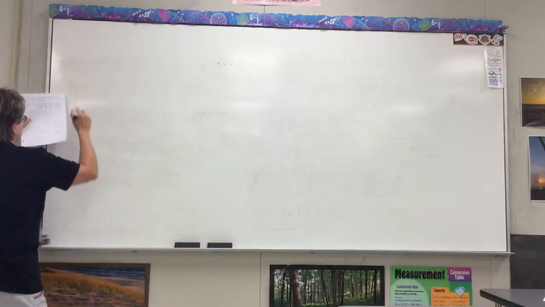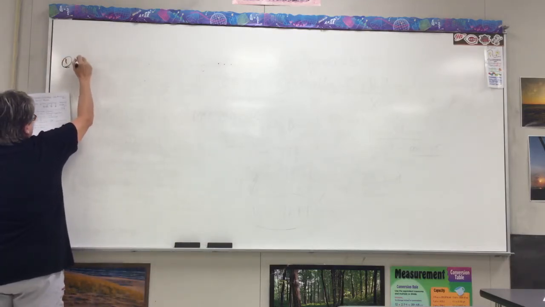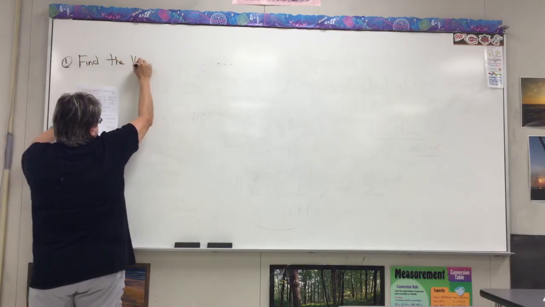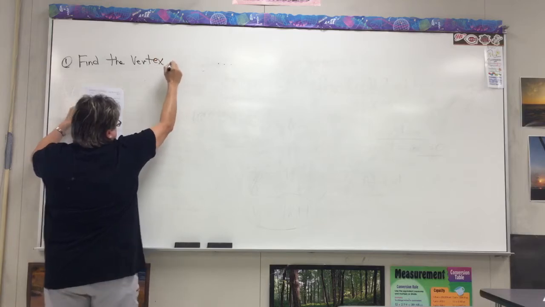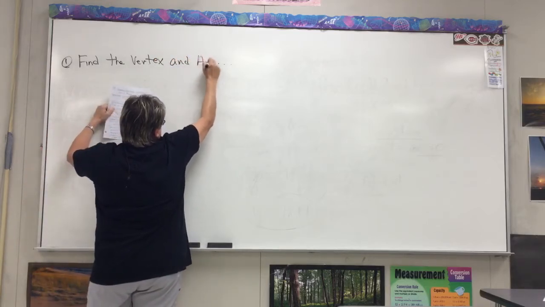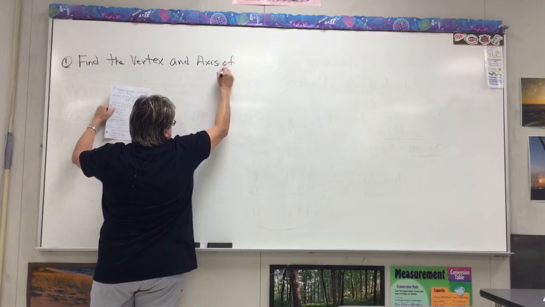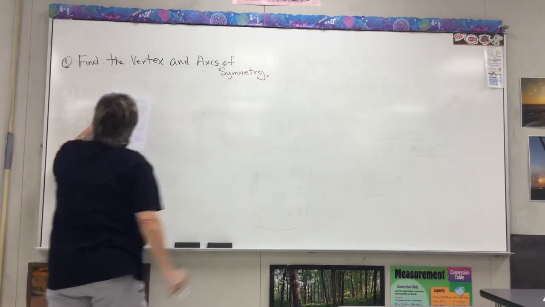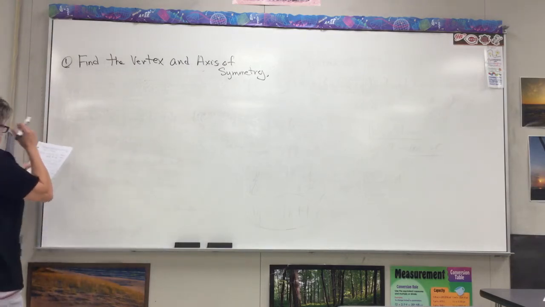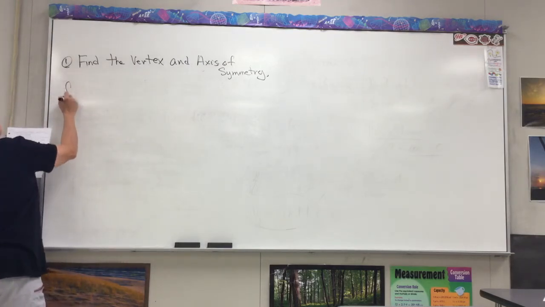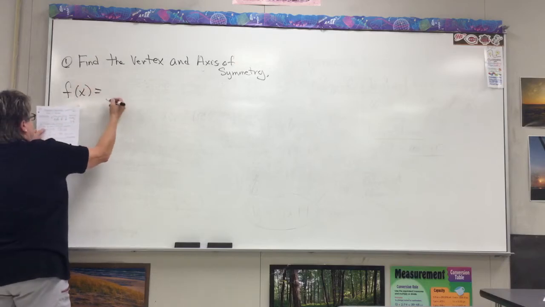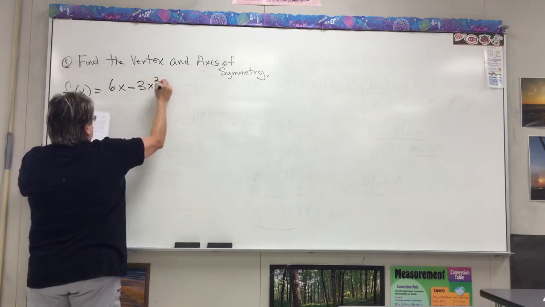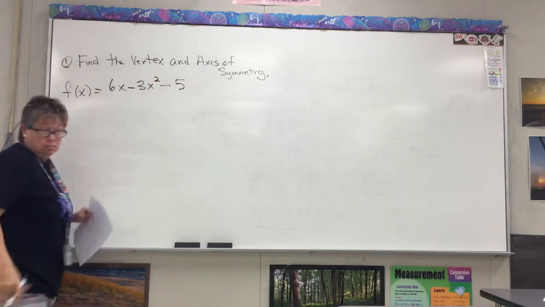All right, so here's your first problem situation, or example. It says find the vertex and the axis of symmetry for the given quadratic, okay? So let's say we have something like f of x equals 6x minus 3x squared minus 5. That's what you start with.